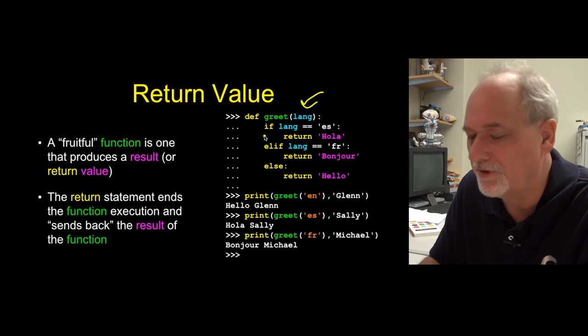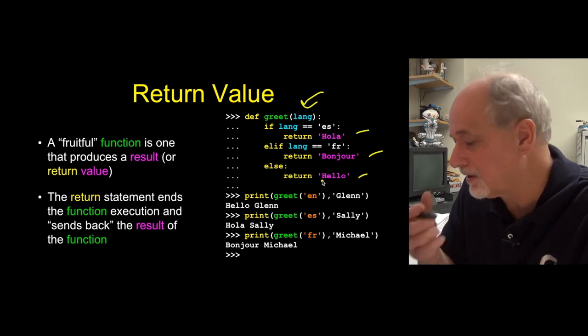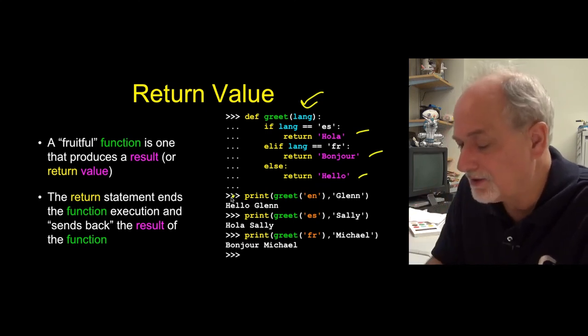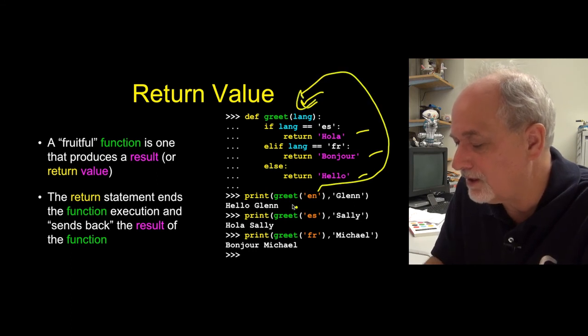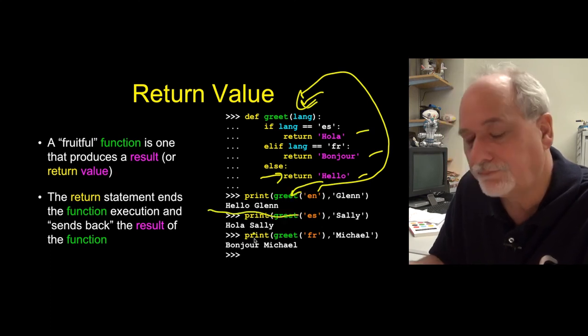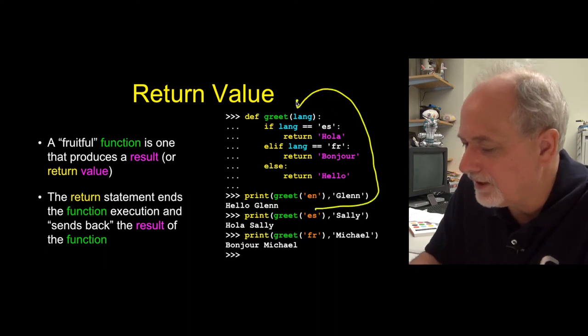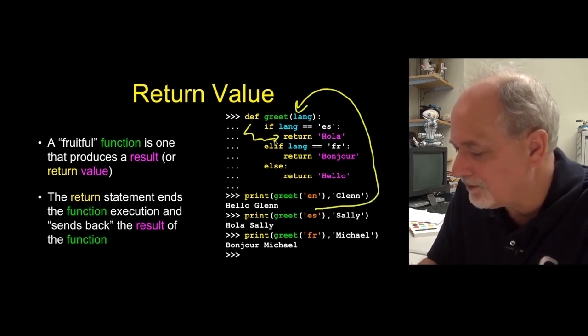It's a little tacky for a function to print. And so here we return hola, bonjour, and hello based on the right thing. So now we say print greet en, so it runs the code once, lang is en, and then it runs this code, and the residual value is hello, so it says hello Glenn. And similarly, when it runs this code, it passes es in as lang, it runs through, and it runs this statement. If there were more statements, it wouldn't run them.